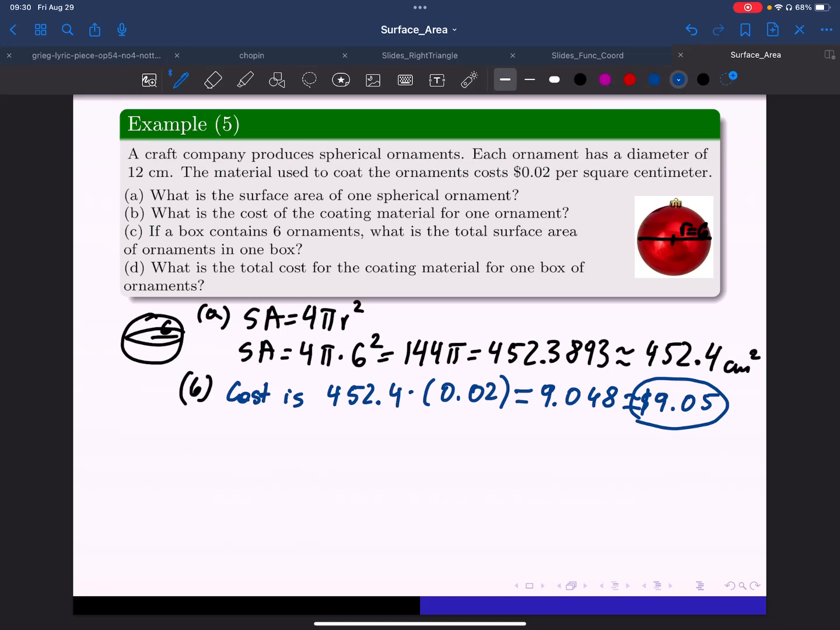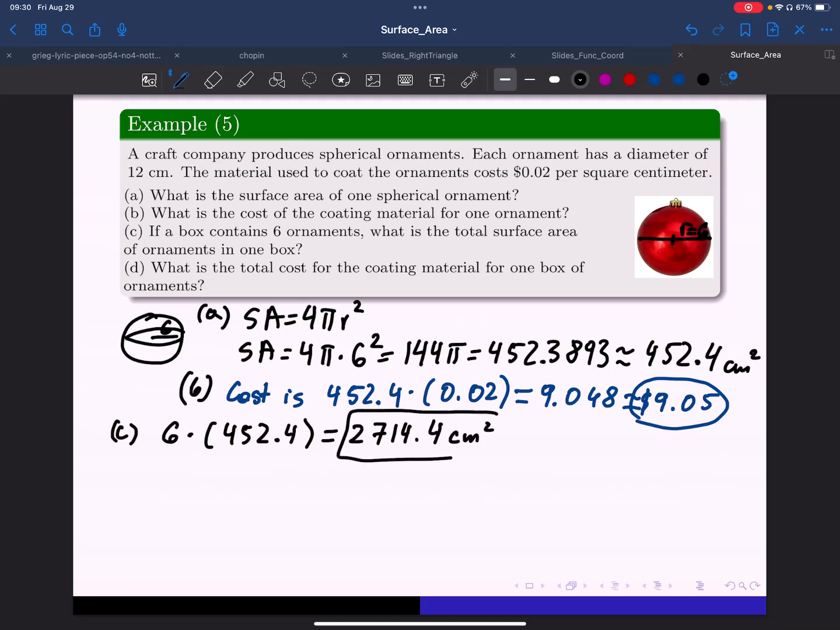Now, part C. Part C is asking if we have 6 ornaments, what is the surface area? If one ornament has this surface area, we simply multiply this times 6. So 6 times 452.4, and in that case we're getting 2,714.4 centimeters squared. So for 6 of those ornaments, that's the surface area.